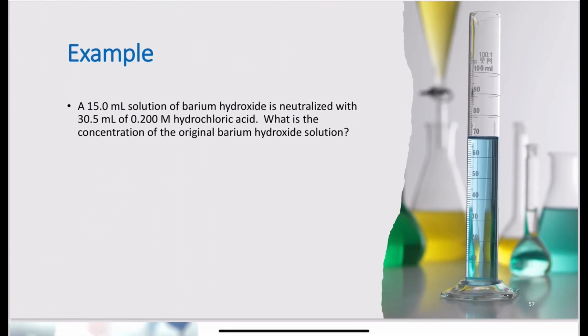Okay. A 15 ml solution of barium hydroxide is neutralized with 30.5 mils of 0.2 molar hydrochloric acid. What is the concentration of the original barium hydroxide solution? Barium hydroxide, Ba(OH)2, strong base, so soluble. Reacts with hydrochloric acid, HCl. Swap partners, I'm going to form barium chloride, 2 chlorides for every 1 barium, and water. Definitely need to balance my reaction here. 2 in front of the water, 2 in front of the HCl.